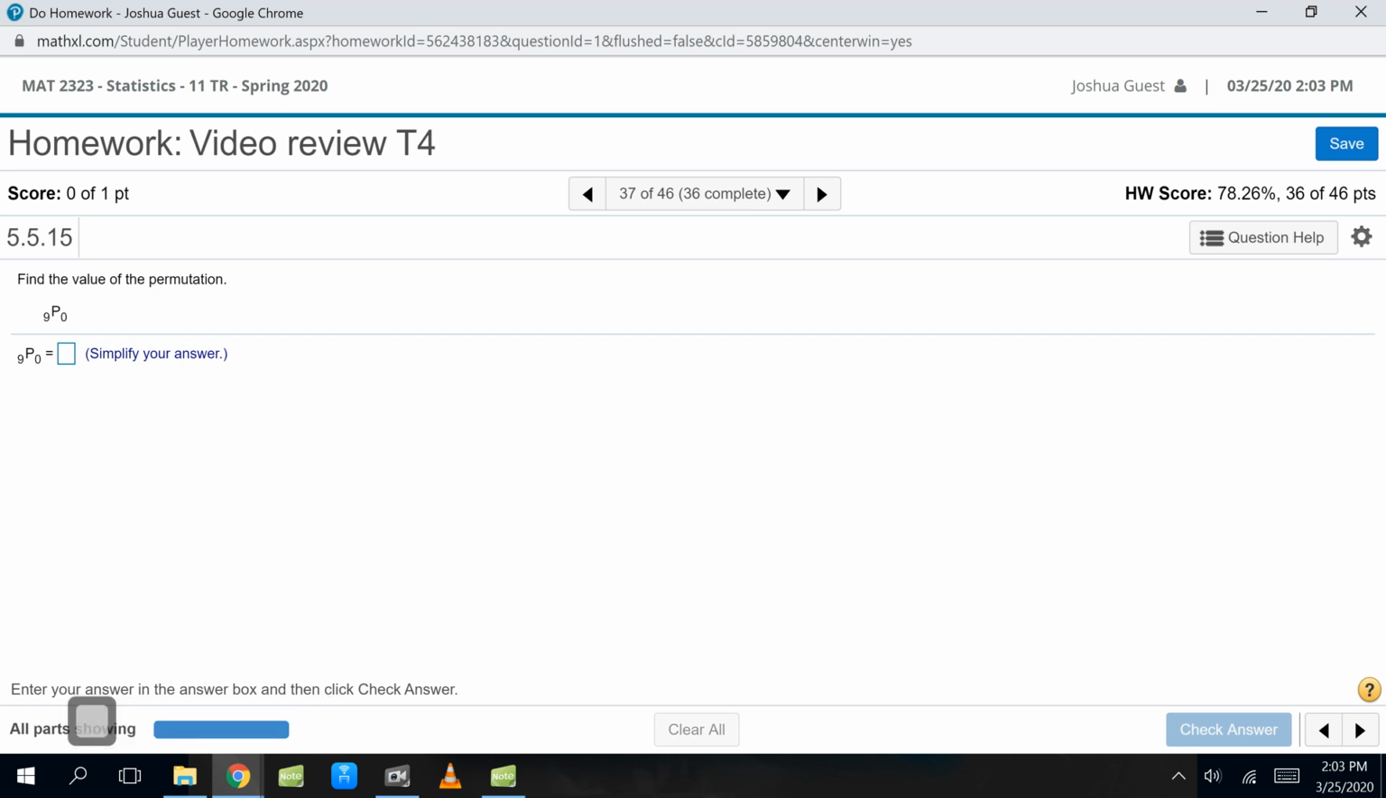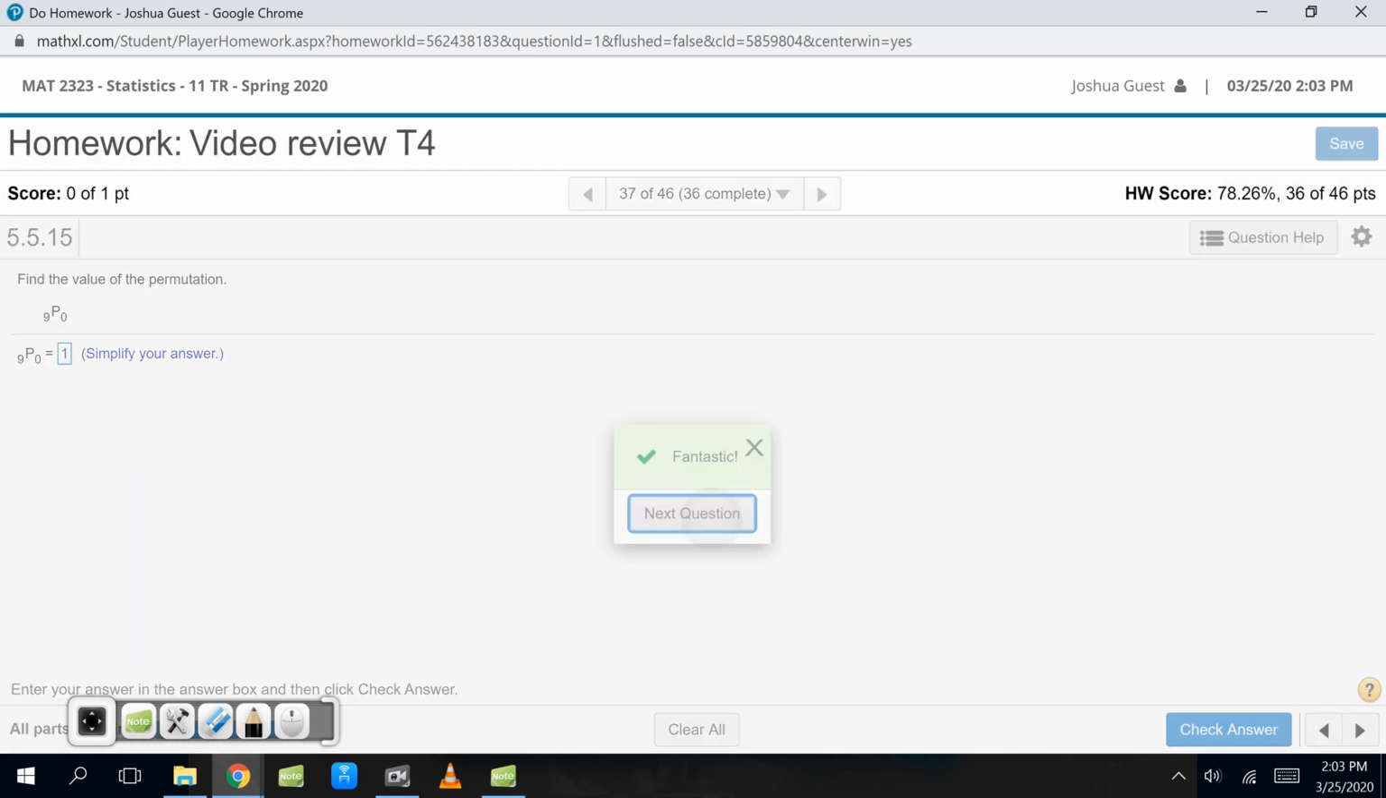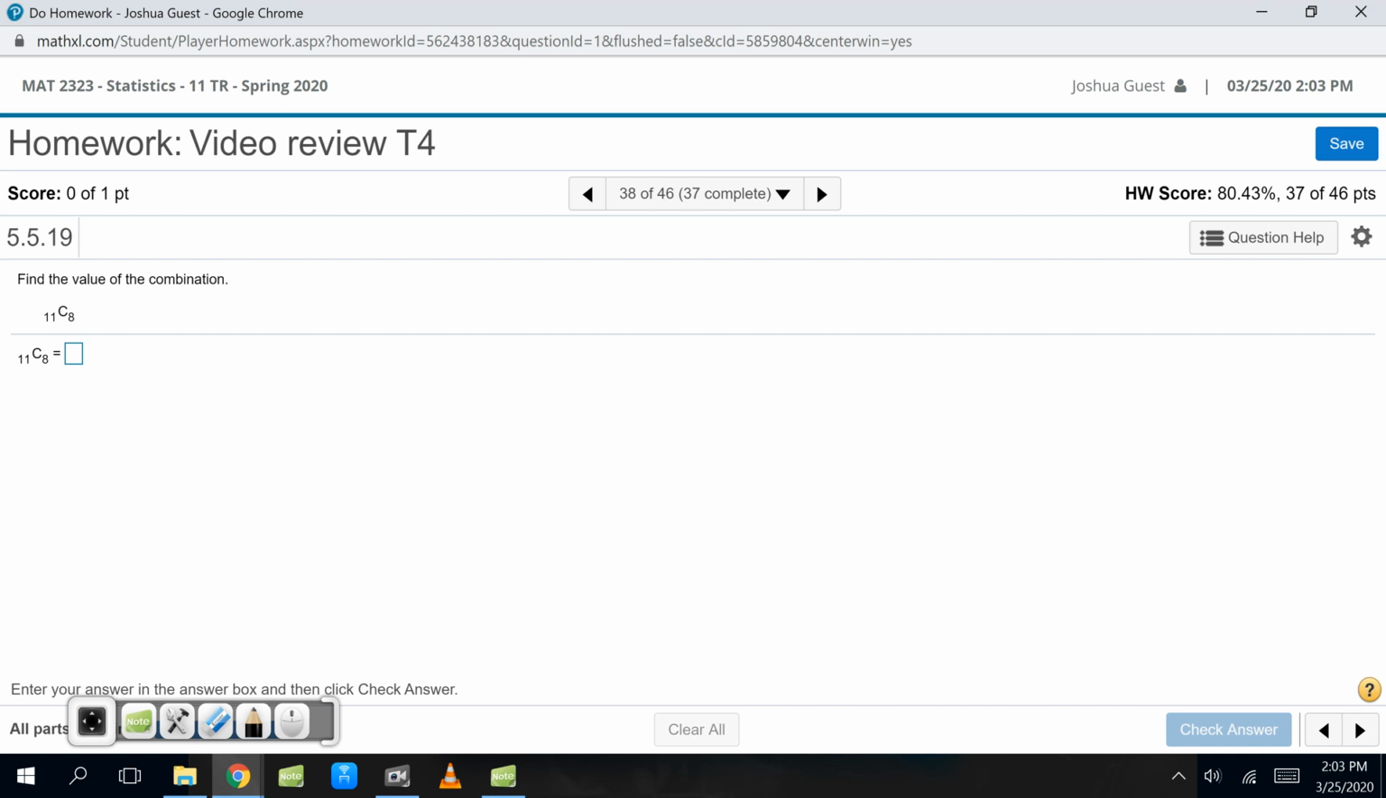Same deal right here. All right? We have 9P0. So this is going to be 9 factorial over 9 minus 0 factorial, or you can put in 9 nPr 0. And this is going to be 9 factorial over 9 factorial because 9 minus 0 is 9. Those divide out and become 1s, and that whole thing is 1. The value of that is 1. By the way, any permutation with 0 is going to be 1. So 28P0, 57P0, 38P0, 1P0 is going to be 1.